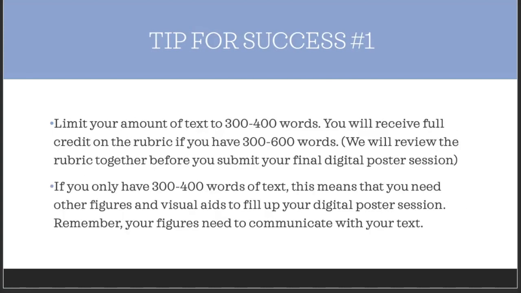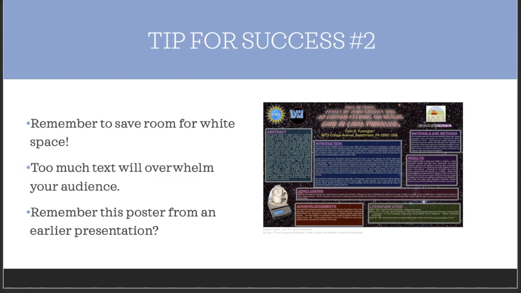So as you're going into final decision making with how to lay out your digital poster session and making final edits, I have some tips for success for you. So the big one is to limit the amount of text. 300 to 400 words is more preferable than 300 to 600. So you will receive full credit on the rubric if you have 300 to 600 words, and we will review the rubric together very soon. If you only have 300 to 400 words of text, this means that you need other things to fill up your digital poster session. So remember when you're filling up to carefully pick things that really help communicate your overall message.